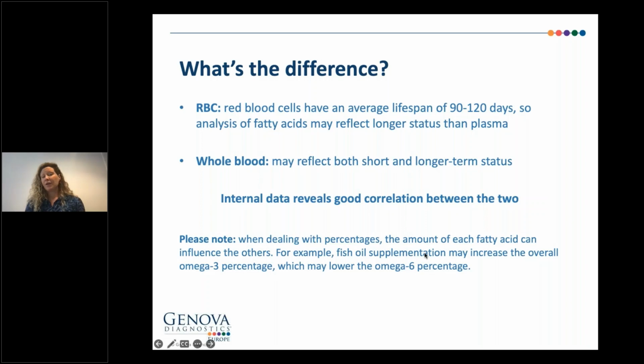As I'm sure many of you will already know, the red blood cell life averages 90 to 120 days. So red blood cells will of course naturally reflect a longer status than plasma. Now, blood spot evaluation is whole blood, and that encompasses both red blood cell and plasma. So this may reflect both short and longer term status. Though I should note that in internal data that we've carried out, there is very good correlation between the two.